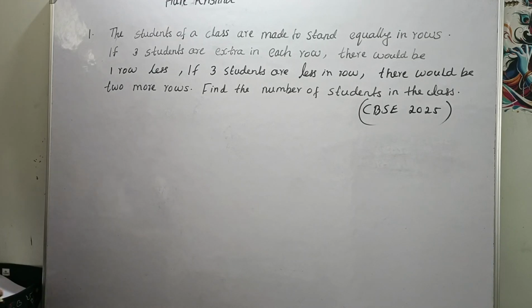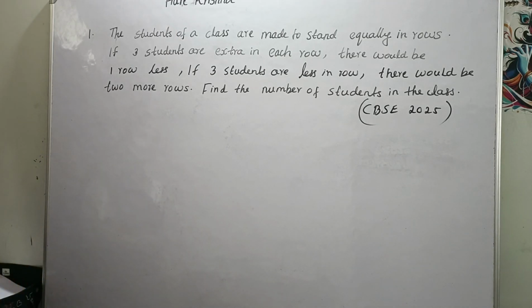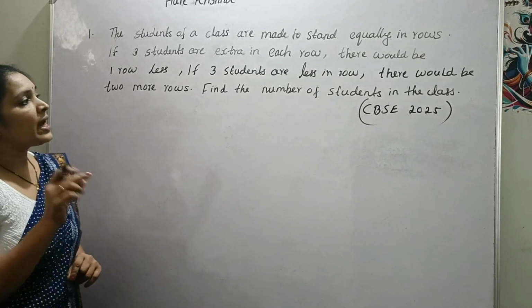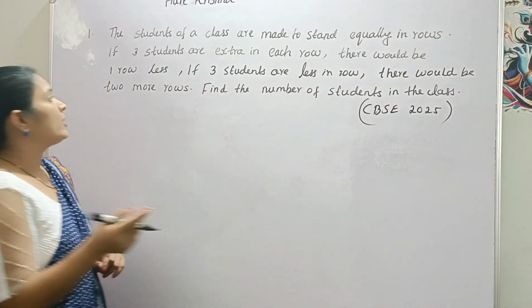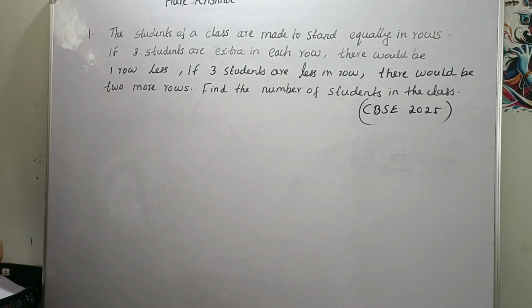The students of a class are made to stand equally in rows. If 3 students are extra in each row, there would be 1 row less. If 3 students are less in a row, there would be 2 more rows. Find the number of students in the class.